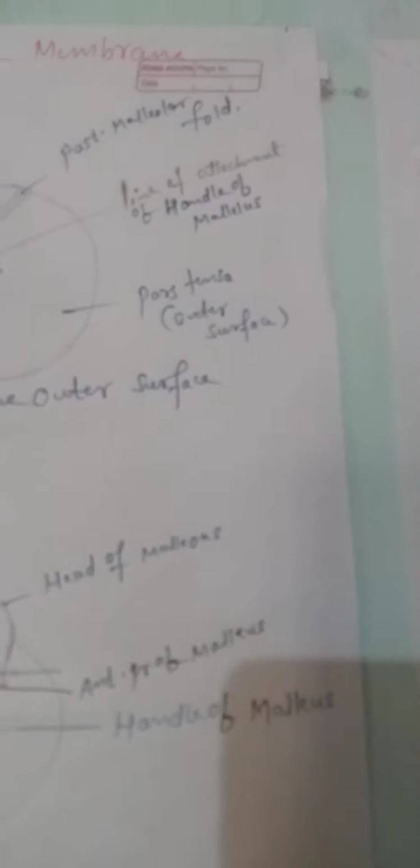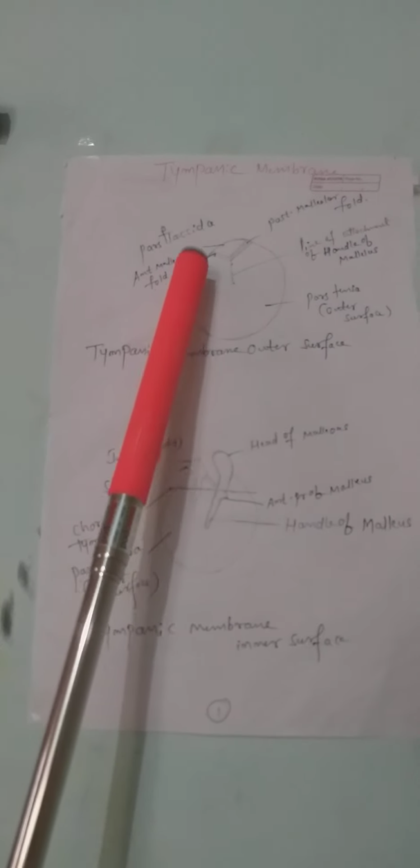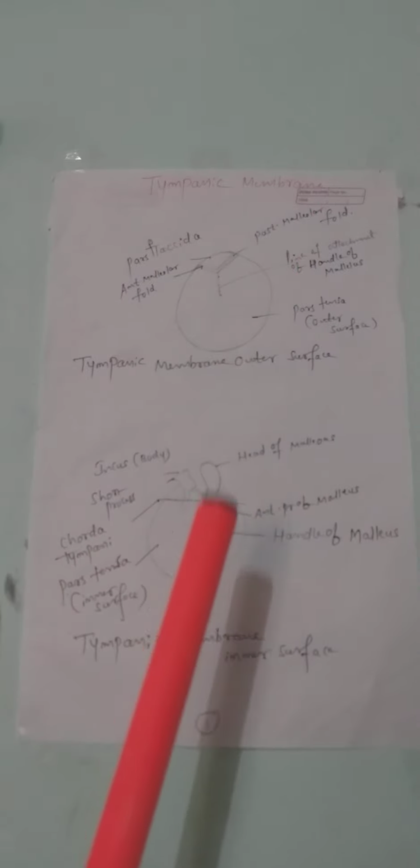The outer surface has two parts. The small part is called the pars flaccida, a movable, smooth part, and the tough part is the pars tensa. And there are two folds: the anterior malleolar fold and the posterior malleolar fold.